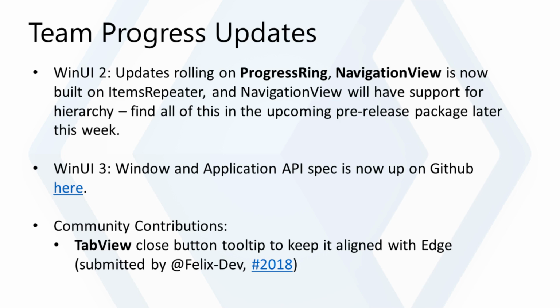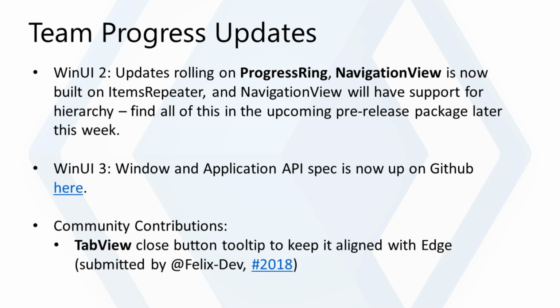As for WinUI 2, we have exciting updates rolling out on Progress Ring. Navigation View is now built on items repeater, and Navigation View will have support for hierarchy. So you can find all of this in the upcoming pre-release package that I believe is coming out later this week.